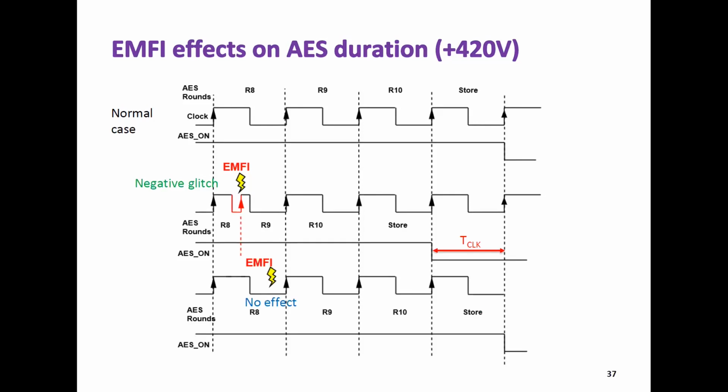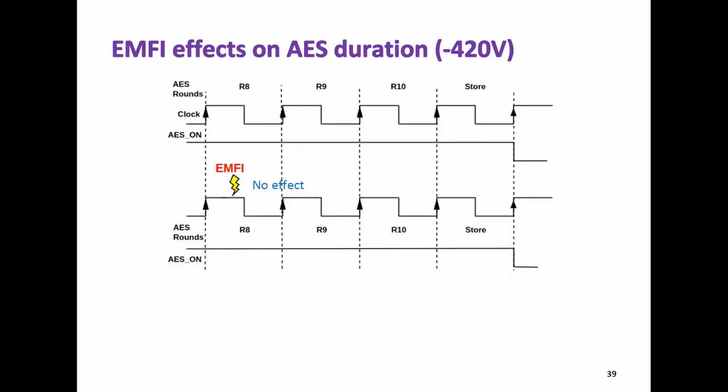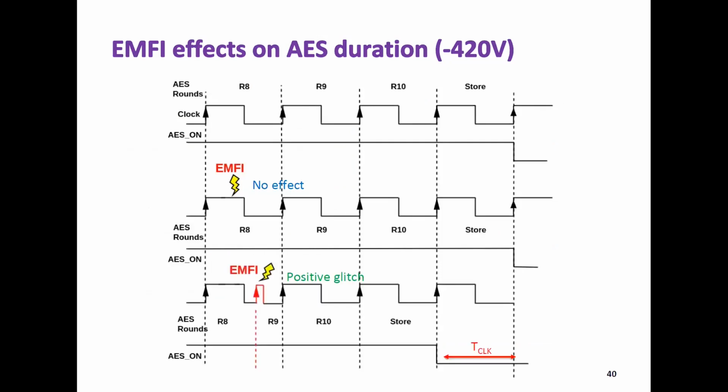For an EM injection time corresponding with the clock equal to 0, there is no effect. To validate this hypothesis, we try it with minus 420 volts to see the behavior. When the EM injection time corresponds with the clock equal to 1, there is no effect. But when it corresponds with the clock equal to 0, we reduce by 1 clock period and the ciphertext is correctly received. How can we explain that? There is no effect when the clock equals 1, so what we do is an EMFI-induced positive glitch with a negative pulse amplitude.